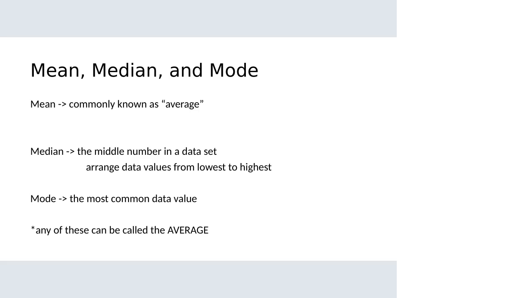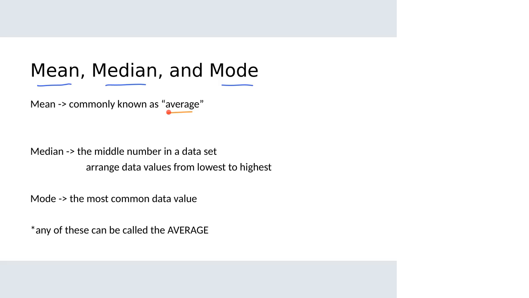So when we say measures of central tendency, the things that we're talking about are the mean, the median, and the mode. There's one other that's sort of a measure of central tendency we'll talk about in a little bit, but the mean, median, and mode are the things that we call measures of central tendency. The mean is what you would commonly know as the average. It's add them up and divide by how many there are.